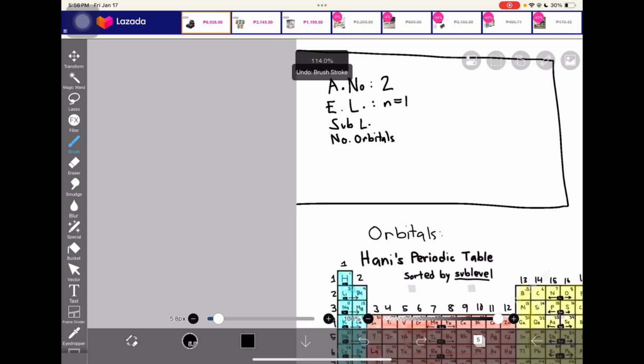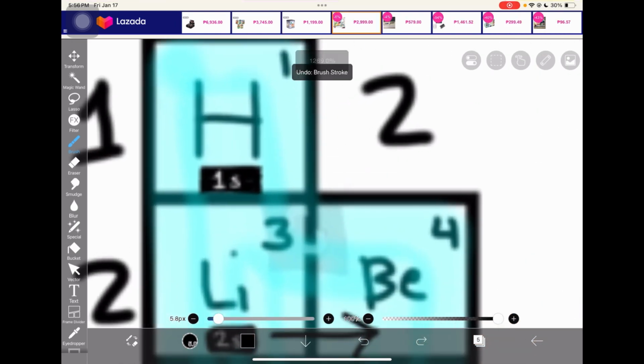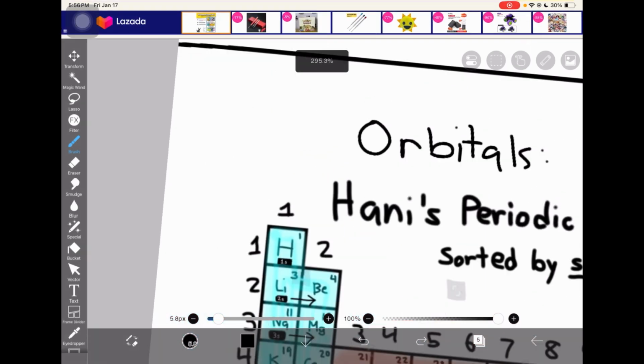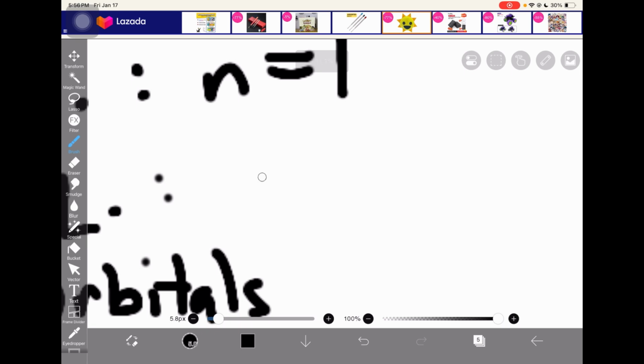Now, sublevels. You want to start from hydrogen, reading left to right, and stop once you reach your target, helium. You see the different colors? I want you to count how many colors we passed through. From hydrogen to helium, there's only one. And as you can see, there's letters there. Those are the sublevels. We don't mind the numerical coefficients for now, so just the S sublevel.